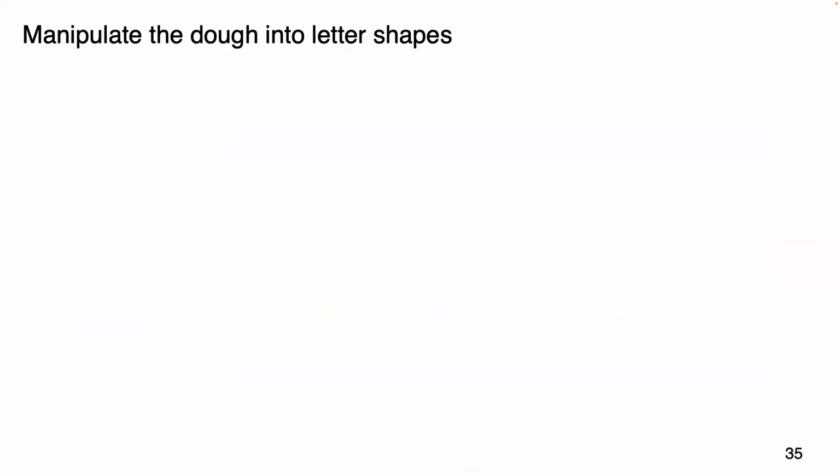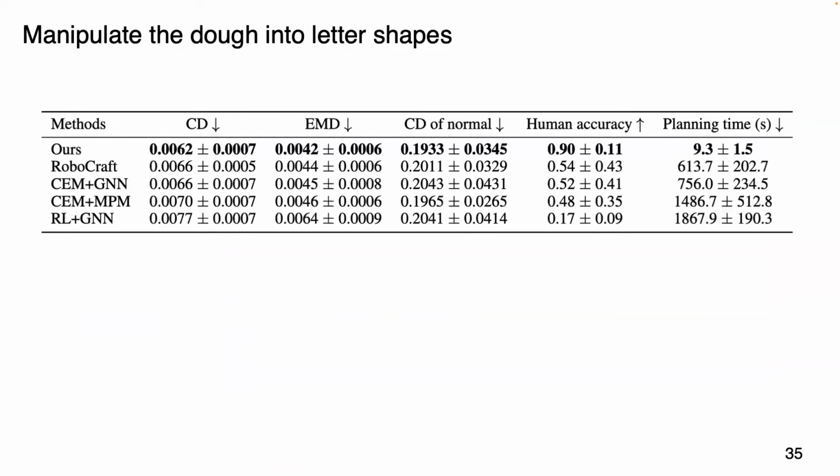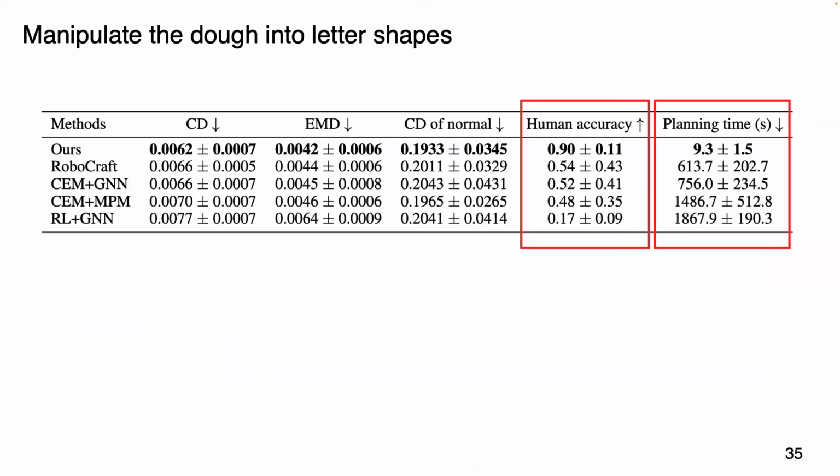Here we provide quantitative comparisons between our method and the baseline. Our method consumes the least amount of time and achieves significantly higher performance as measured by human studies. We ask the human, can you recognize this letter? And if you can recognize it, which one is it? And our results are much better than all the baselines.